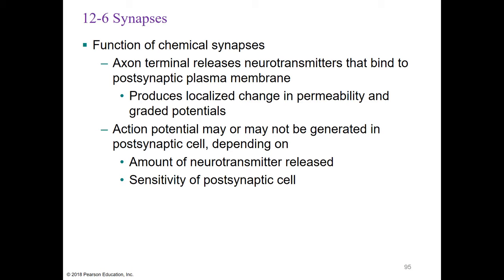Action potential may or may not be generated in the postsynaptic cell. So if the postsynaptic cell is another neuron, it could cause that neuron to undergo its own action potential. And that can be dependent on the amount of neurotransmitter released and the sensitivity of that postsynaptic cell.